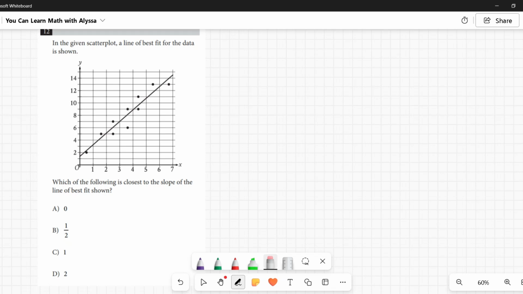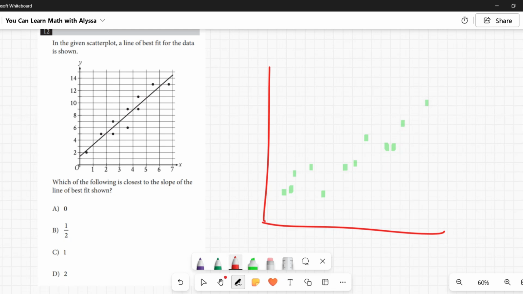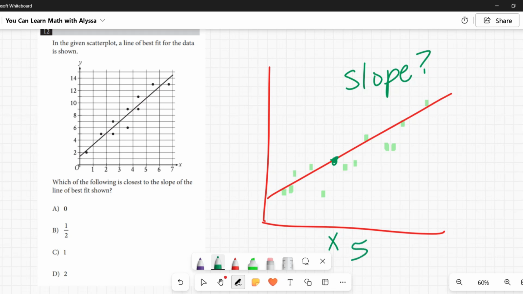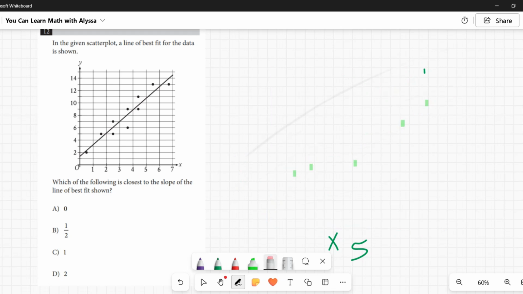The only thing you'll ever be called to do with a line of best fit on the SAT is this: you'll be given all the points and a line of best fit, and they may ask you what the slope of that line is, or they might say, according to the line of best fit, what is y going to be when x is 5? Then you're just finding the y value. So this problem is one of the former, a slope problem.